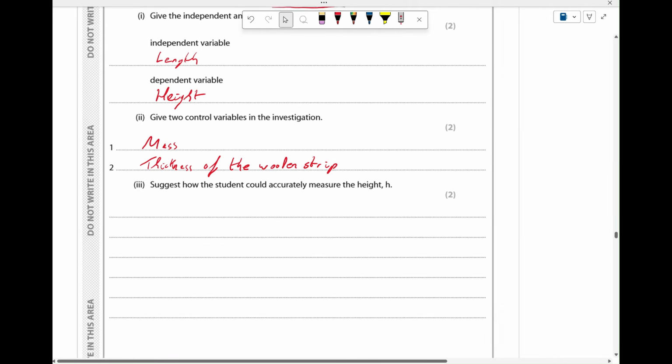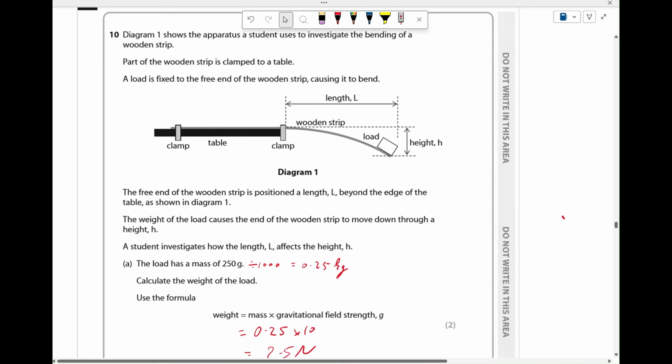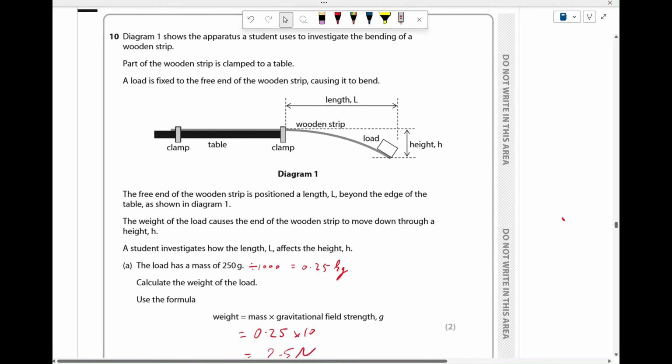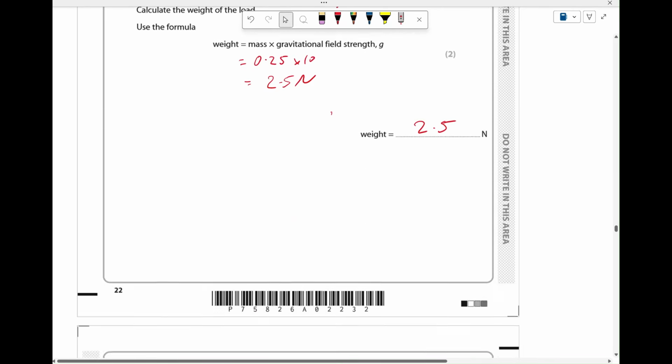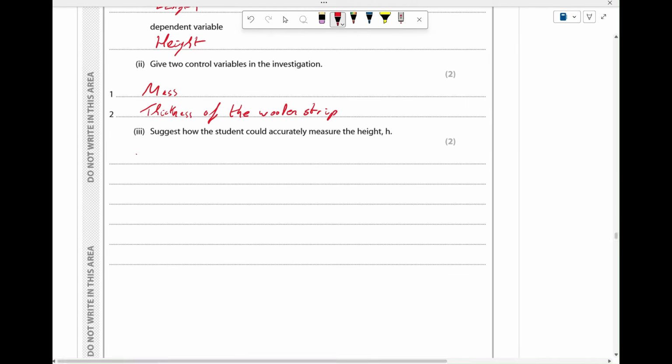How could you accurately measure height? Let's have a look at the diagram again. Oh, it's a tricky one, isn't it? So yeah, a few things to say. These sorts of questions are often the same. So name a piece of apparatus. You're going to use a meter rule.